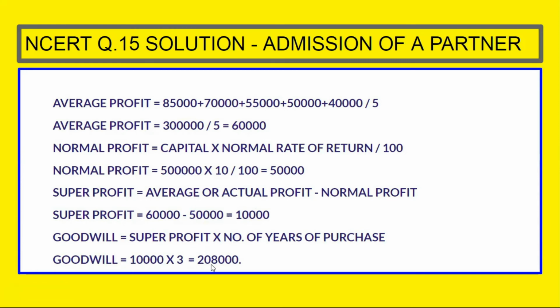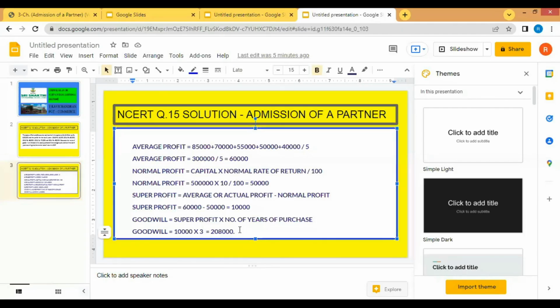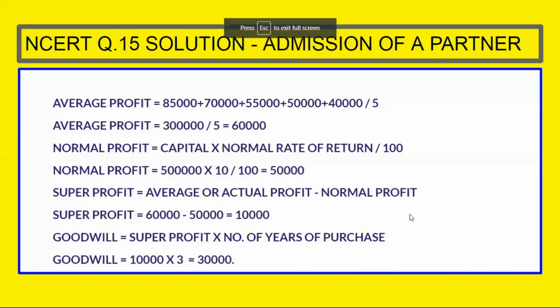So goodwill is 3 years' purchase of super profit, that is 10,000 into 3.